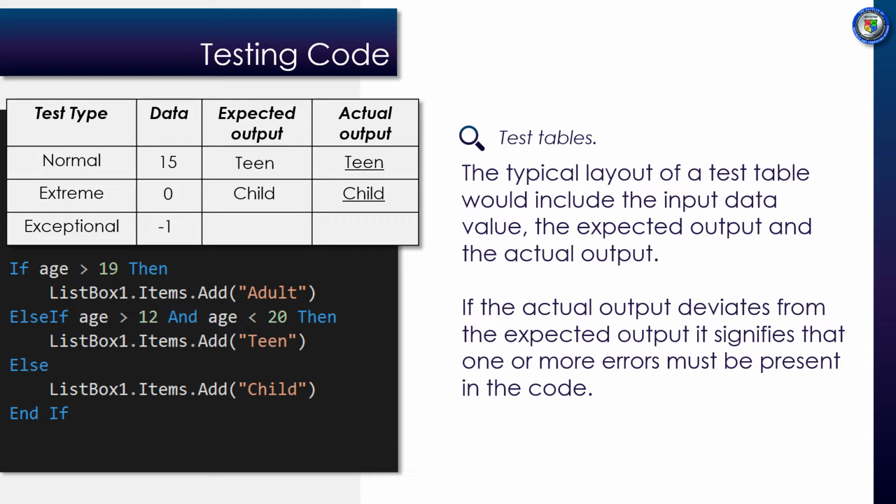A piece of exceptional test data in this case would be -1, because you can't be -1 in age. Our expected output would be an error. If this is accepted, as it is in this example, where it's producing an actual output of child, this means that there is a problem with the code that needs to be looked at and rectified.